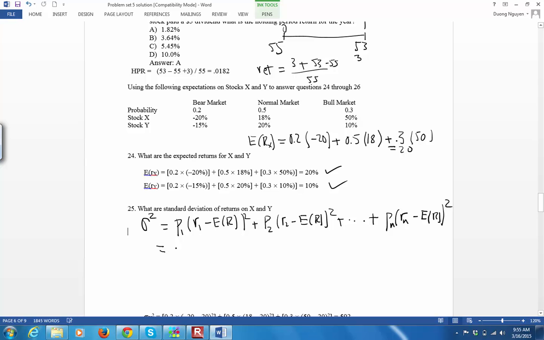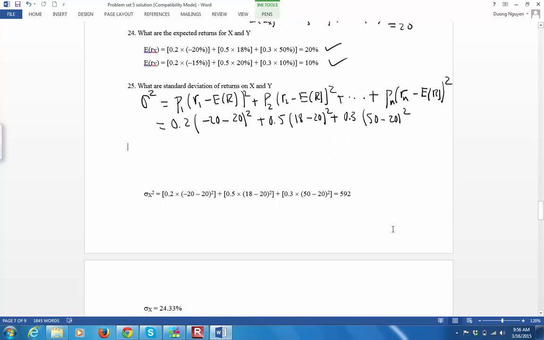squared. So P1, which is probability 0.2, times the return in the first outcome, negative 20, minus expected return, which is 20, squared, plus P2, which is 0.5, times 18 minus 20 squared, plus the last outcome, 0.3 times Rn, which is 50, minus 20 squared. So the variance is equal to 592, and this is for stock X. So the standard deviation is the square root of 592, which is equal to 23%.